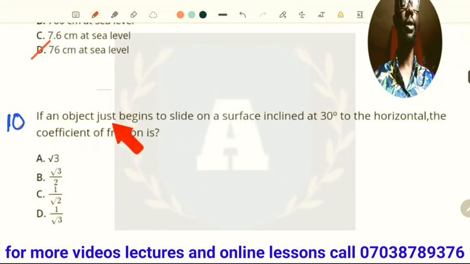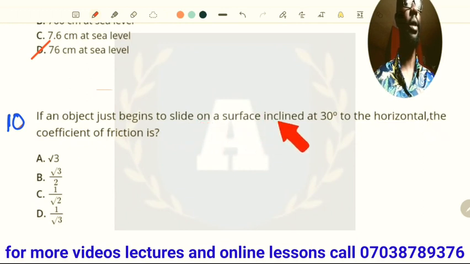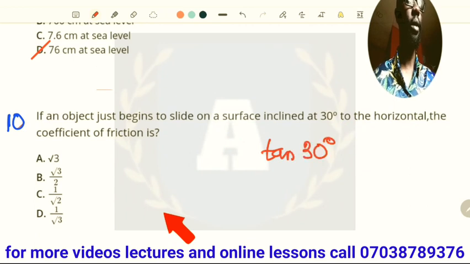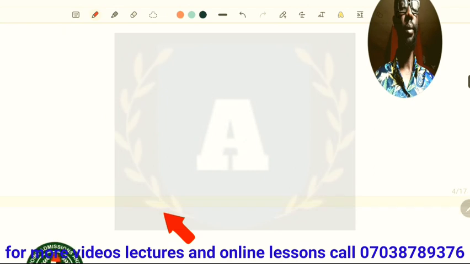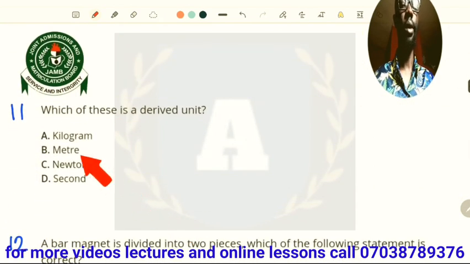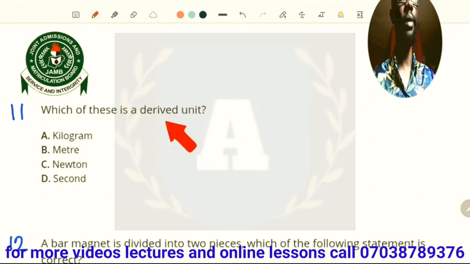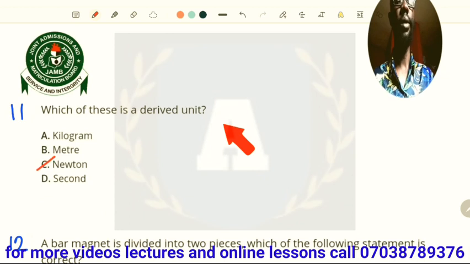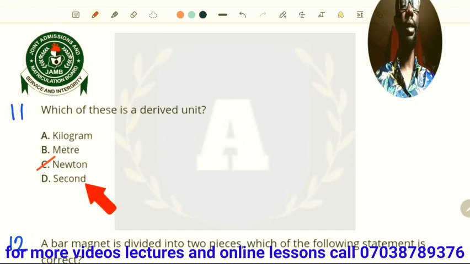If an object just begins to slide on a surface inclined at 30 degrees to the horizontal, the coefficient of friction is, okay, so that is tan 30 degrees. That's the coefficient of friction, which is equal to 1 over √3. All right. Now the next question says, which of these is a derived unit? All right, so Newton, which is force, Newton is a derived unit, which is the unit for force. Kilogram is for mass, meter is for length, seconds is time.